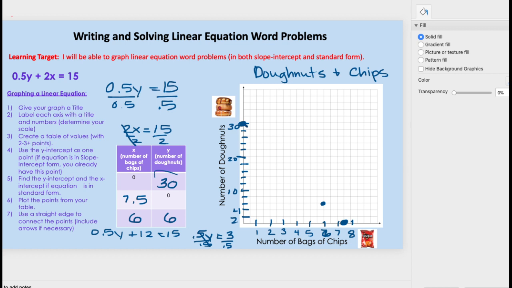And if you're doing this by hand, you definitely want to make sure that you use a straight edge. I'm doing terrible here. Use your straight edge, so yours looks much better than mine. But this particular scenario will not go into the negative values, so you don't have to include the arrows. So just make sure you know what scenario you are graphing and if it makes sense to include the arrows or not.